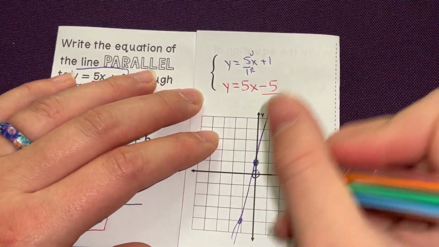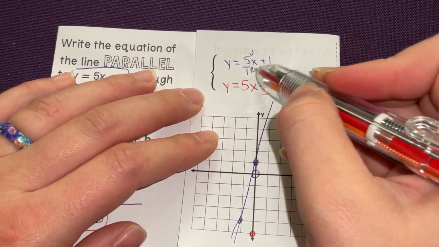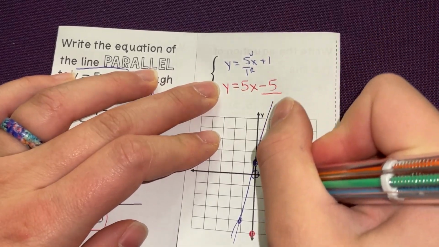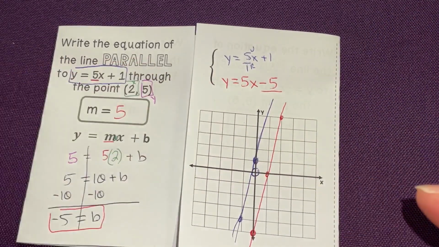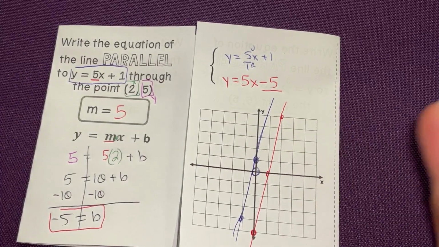Now this minus 5 is my y-intercept, so I'm going to graph it. Same slope, so I'm going to go up and right. So up 5, right 1, up 5, right 1. And look at that, it's parallel. Just like when we talked about in systems, parallel means they're never going to touch. So if your lines look like they're about to cross, you made a boo-boo.